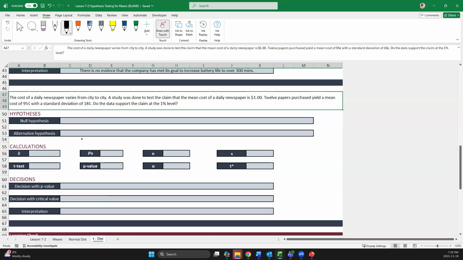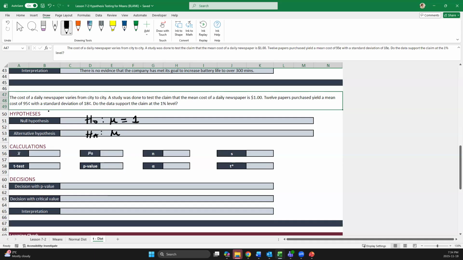So step one is I'm going to write my null and alternative. This is about the mean or average cost of a newspaper, so I'm going to use my population parameter mu because I'm talking about the mean and not proportions, and the null should always have the equal sign. They say that the claim is that the average cost is $1, but when they actually did a sample, they got 95 cents, which is less than that.